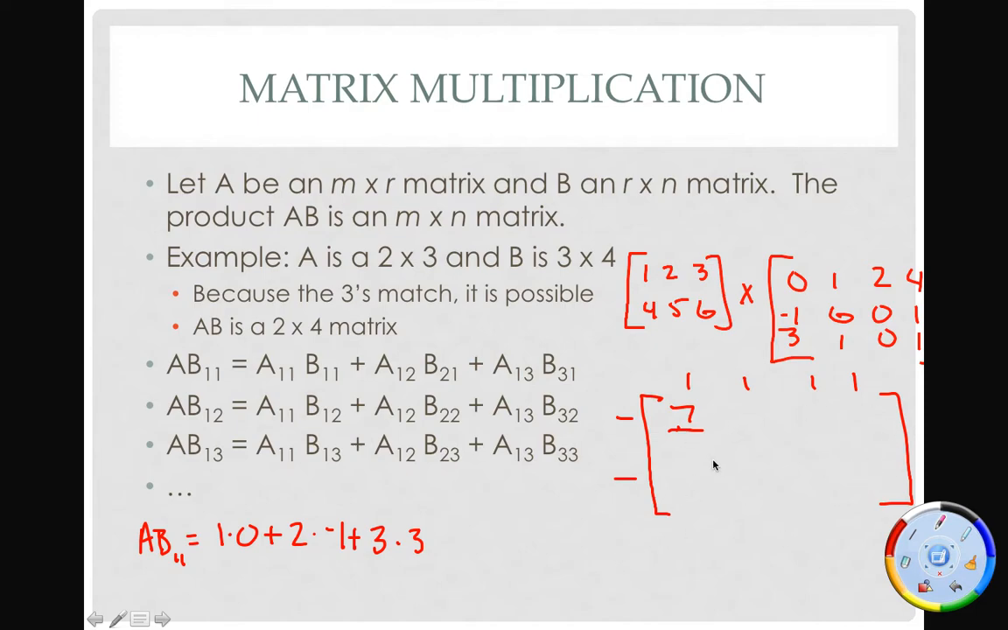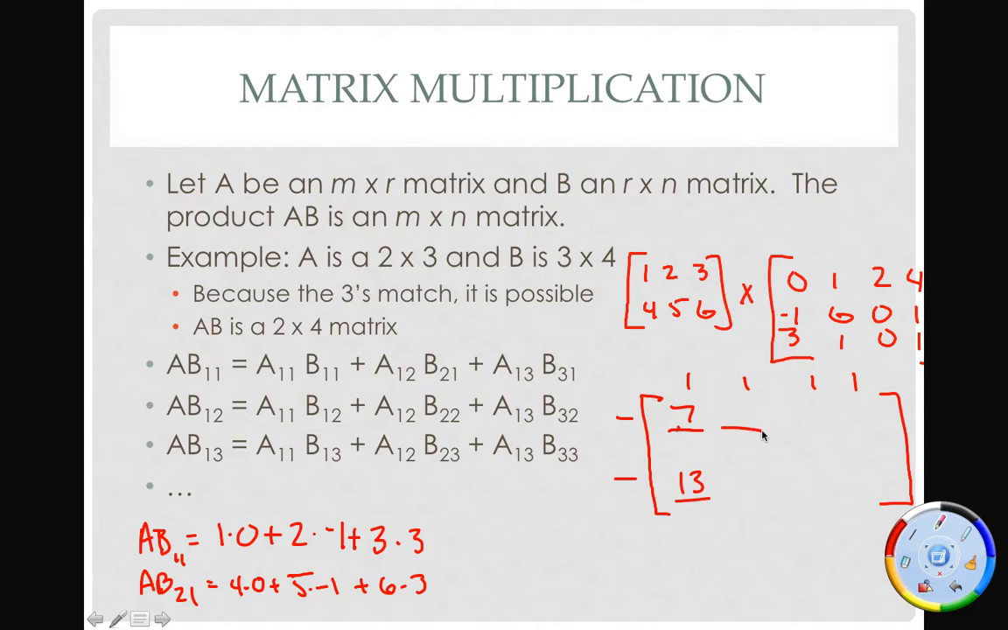It doesn't matter the order you do this. If I was to go, hey, what is AB of 2, 1? So I take row 2 and multiply by column 1. So I get 4 times 0 plus 5 times -1 plus 6 times 3. So I get 18 minus 5 is 13. And then I just continue this process.